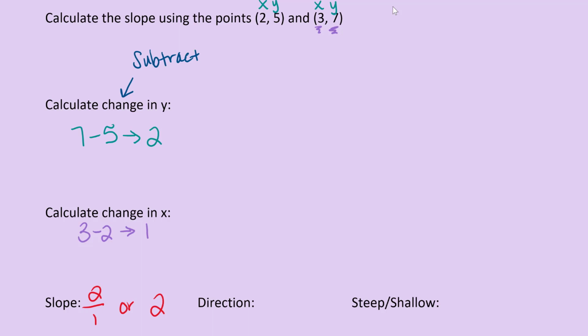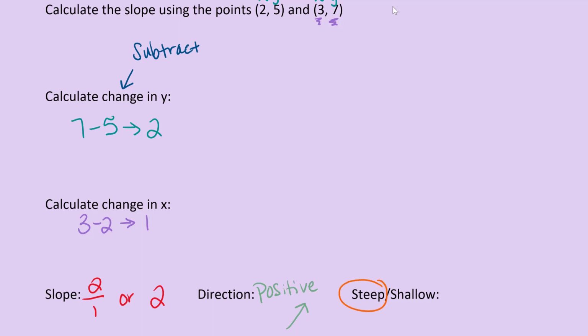Now, to get the direction, we're going to look at our slope and determine if it's positive or negative. 2 is positive, so our direction is positive. So when we go to graph, it's going to go in an upwards direction. And then we have to determine whether it's going to be a steep or shallow slope. Remember, we still look at our slope, and if it's bigger than 1, it's going to be steep. 2 is bigger than 1, so our slope is steep.